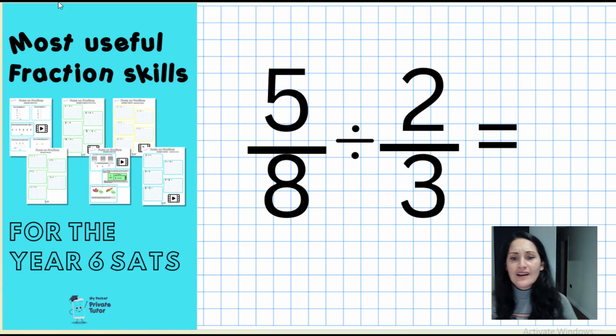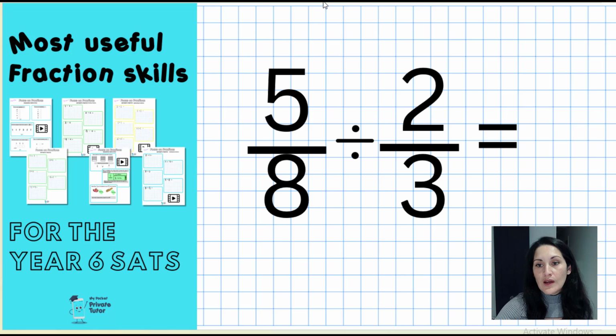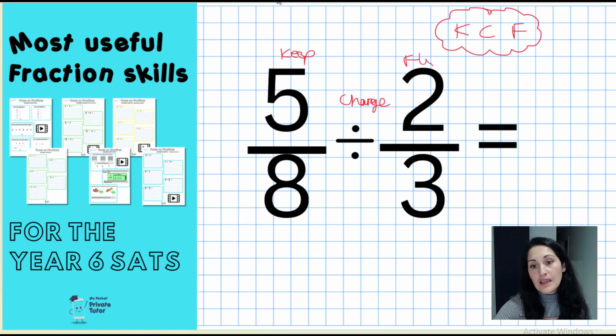Next question is a division question. With division, we are actually going to be using the multiply fraction skill. We are going to be switching this around a little bit. I call it the KCF method. I have heard some children say that they call it KFC in their schools. That might be because KFC is a more memorable acronym. I personally don't call it KFC because the order of it is to keep, change, and flip if you are reading from left to right.